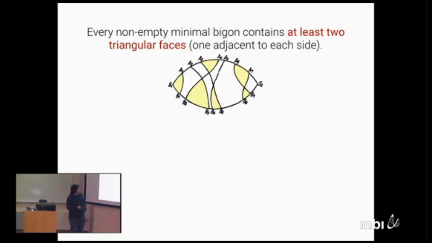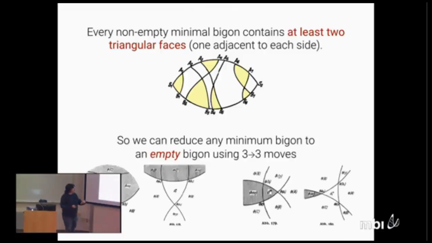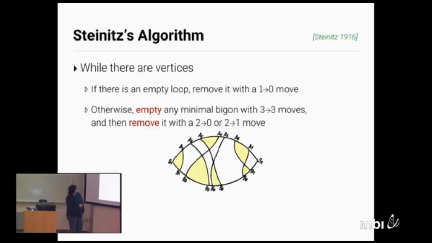And so what that means is that I can reduce the number of faces of the bigone by doing a type 3 move, which is either going to be on the side of the bigone or it's going to be on the end of the bigone, right? And so if I have a bigone that has 42 faces inside it, I can empty it with 41 of these moves, and then the last move I can either contract or delete the thing. So here's the algorithm that is implicit in Steinitz's proof of Steinitz's theorem.